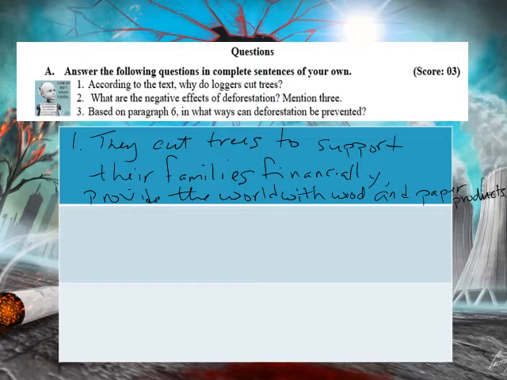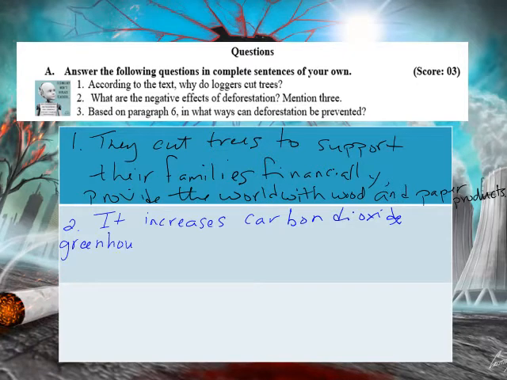Okay, number 2. What are the negative effects of deforestation? Mention 3. Ali: Increase the speed and severity of global warming. Okay. There will be an increase in the carbon dioxide level in the air, which in turn is a major contribution to the greenhouse effect. Very good. It increases carbon dioxide or CO2, the greenhouse effect and global warming.